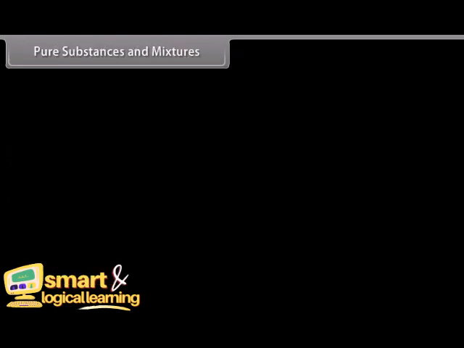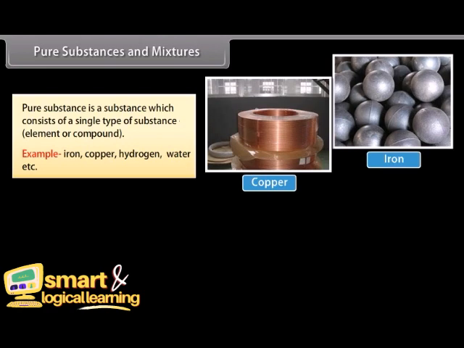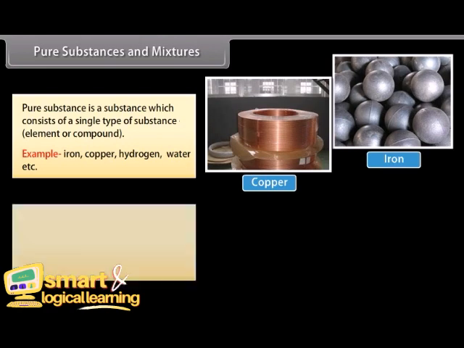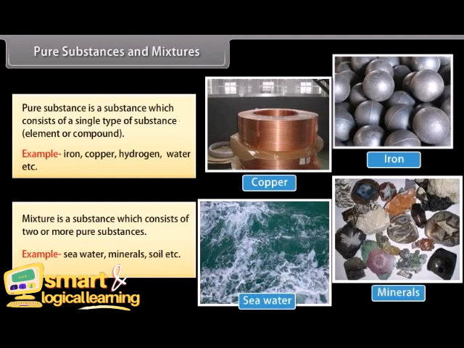Pure substances and mixtures. Pure substance is a substance which consists of a single type of substance, element or compound. Example, iron, copper, hydrogen, water, etc. Mixture is a substance which consists of two or more pure substances. For example, seawater, minerals, soil, etc.